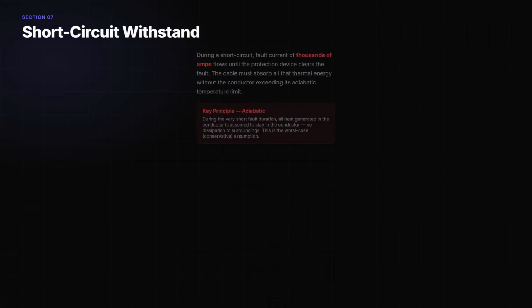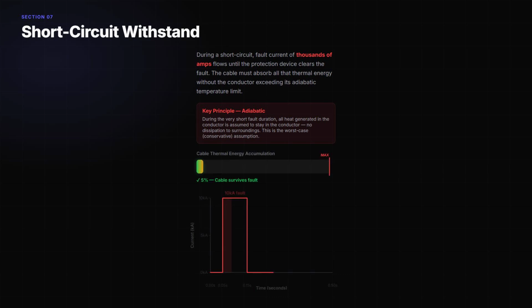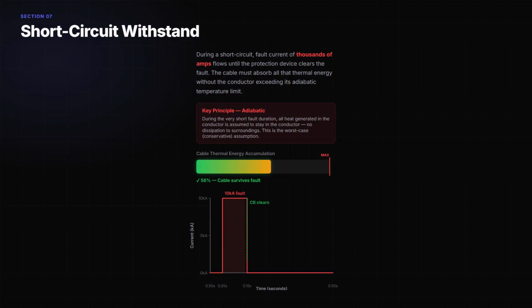During a short circuit fault, current of many thousands of amperes flows through the cable for the time it takes the protection device to interrupt the circuit. That current generates intense heat in the conductor. The cable must absorb all that energy without the conductor temperature exceeding the maximum value the insulation can tolerate during the adiabatic, that is, no heat loss, period of the fault.